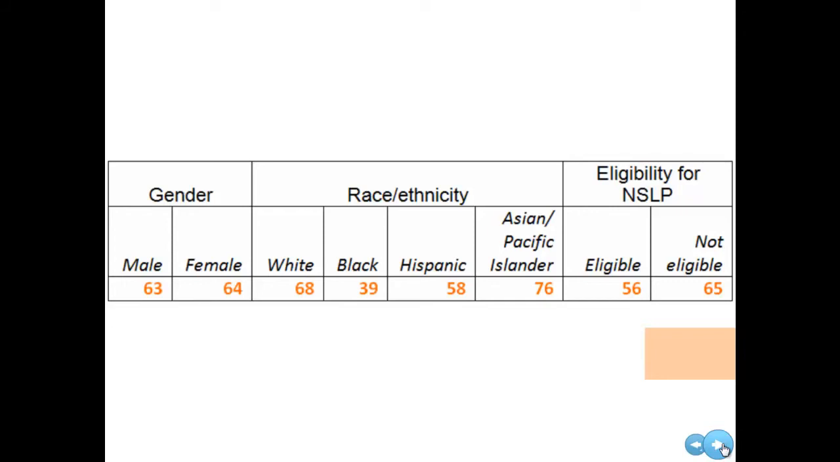For example, there was no significant difference in the performance of male and female students in this first part of the task. White and Asian Pacific Islander students had a higher percentage correct than Hispanic and Black students, and the percentage for Hispanic students was higher than that for Black students. In addition, students who were not eligible for the National School Lunch Program had a higher percentage than those who were eligible. We will see similar, though not identical, patterns on the individual performance items to follow.